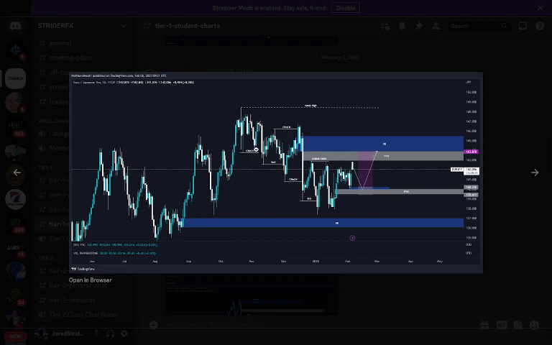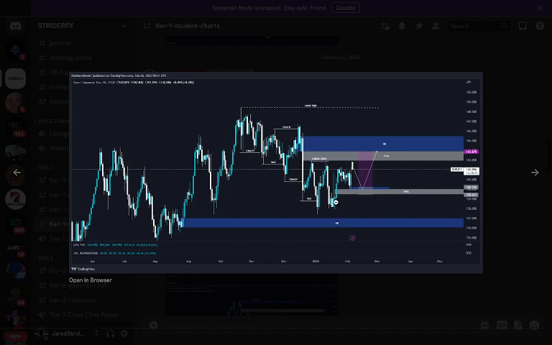Okay. So this change of character in there. Change of character would be in there. Okay. Break of structure. This is not a change of, okay. Change of character. We could say, yes, change of character. Break of structure, equal highs, very nice. Okay. This would then become a strong low. That is a weak high. Very nice, boy. Fair value gap, equal highs, order block.